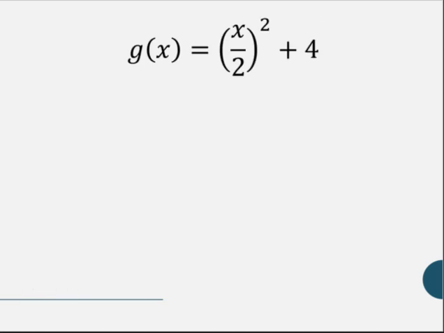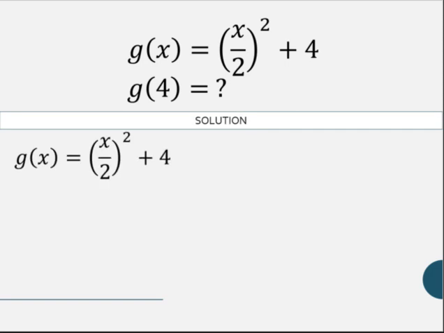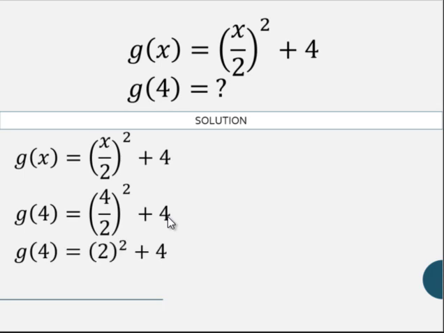Another example. g of x equals the quantity of x over 2, squared, plus 4. What if we are going to find g of 4? Solution. First, copy the given equation. And for each and every x variable in the equation, we are going to substitute 4, since 4 yung hinahanap natin. So g of 4 equals the quantity of 4 over 2, squared, plus 4. Then 4 divided by 2 equals 2. Then just copy squared plus 4. So 2 squared is 4 plus 4. 4 plus 4 equals 8. Therefore, g of 4 equals 8.